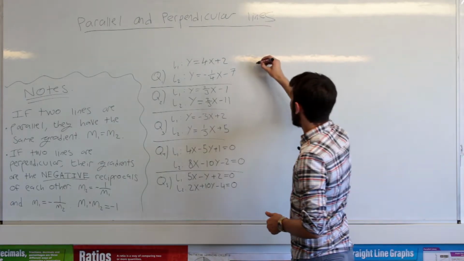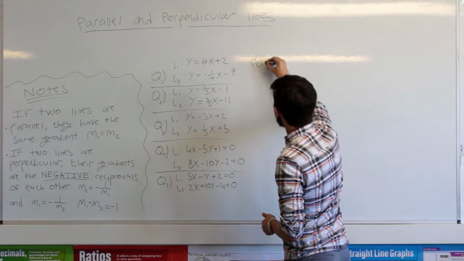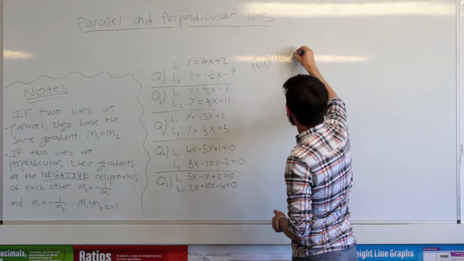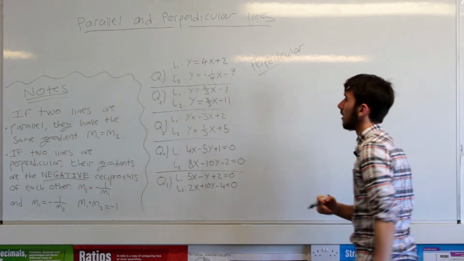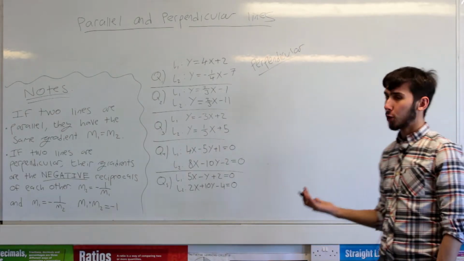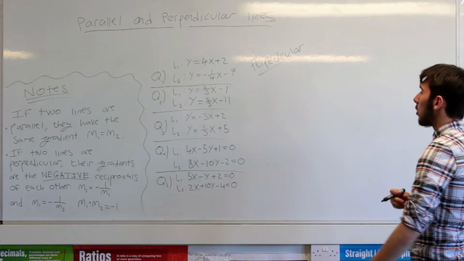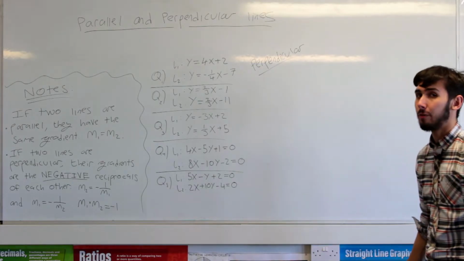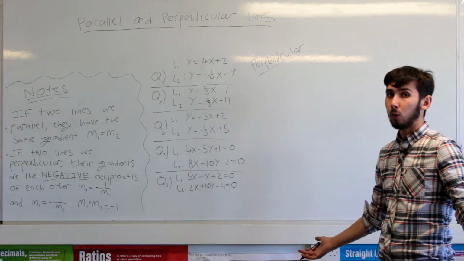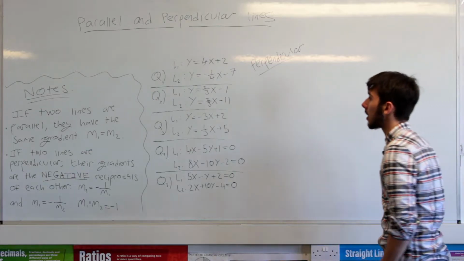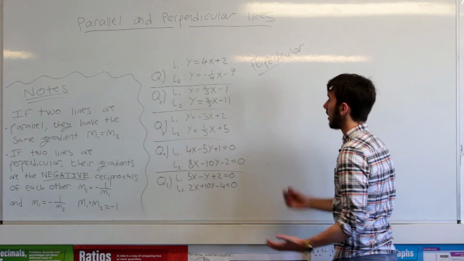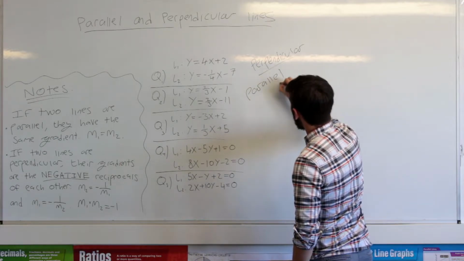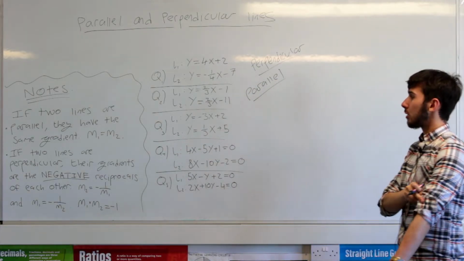So I'm going to write here, perpendicular. That's question 1. Question 2, guys, let's think about this. y equals 2/3 x minus 1 and y equals 2/3 x minus 11. Parallel, perpendicular, or neither? Well, the gradients are the same. 2/3, 2/3. These guys are parallel. Boom.